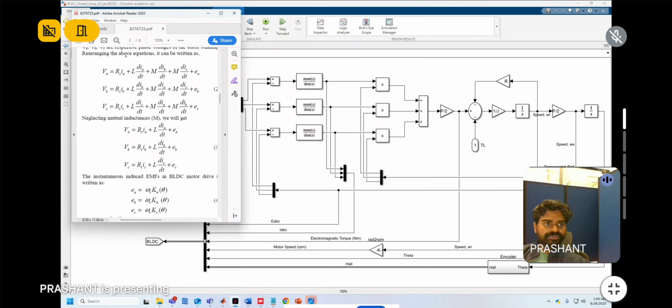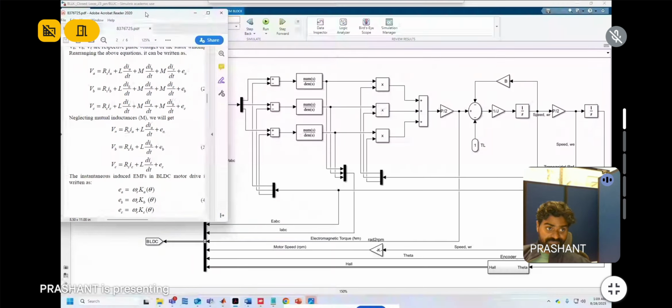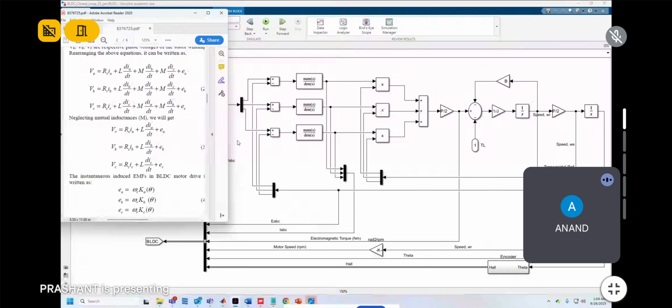I think both copies are visible, PDF and Matlab. Anyone can respond, please. Yes, sir. Both are visible.